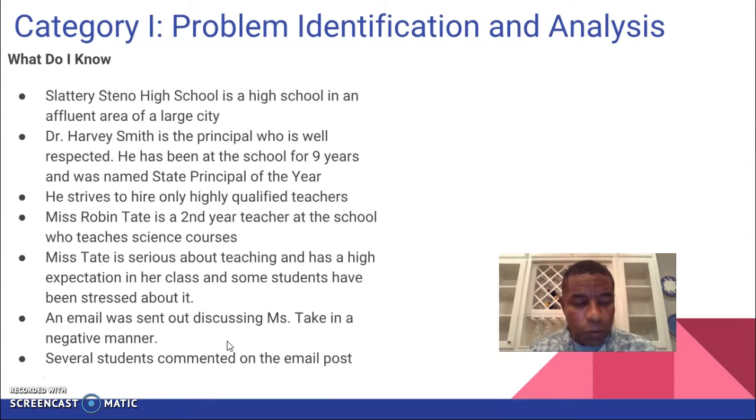Category 1. What do I know? This case occurred at Sterling High School, located in a large city. The school is located in an urban town. Dr. Harvey Smith, a distinguished principal, has led the school for 9 years. Dr. Smith has high expectations for the students and staff. He continues to hire highly qualified staff.